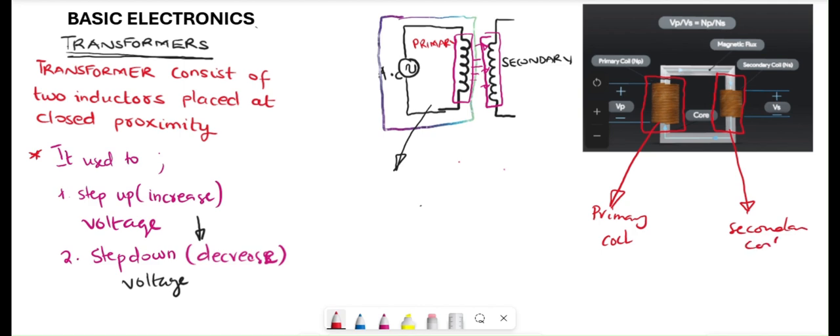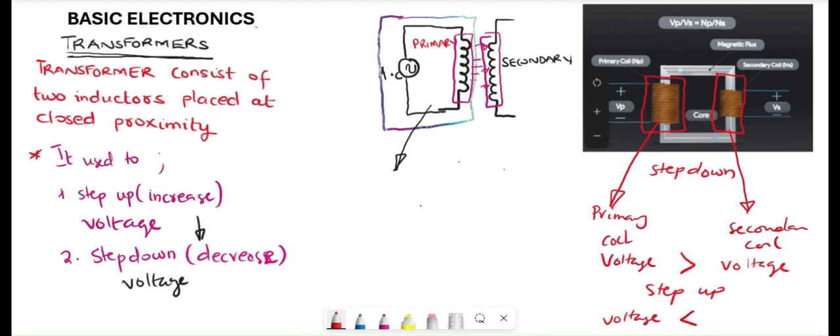Secondary coil. So if there's going to be a step down, let's take the first condition, step down. The voltage at the primary coil will be greater than the voltage at the secondary coil because it's going to step it down. When it is a step up, the voltage at the primary will be less than the voltage at the secondary. Are you okay?